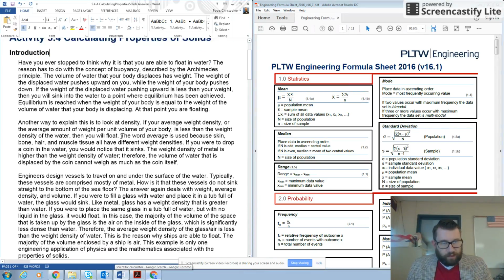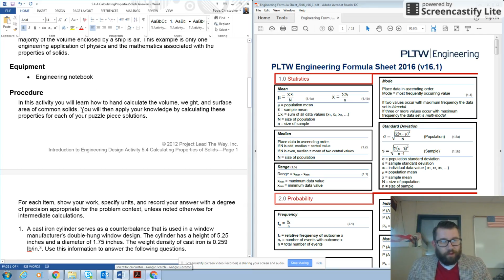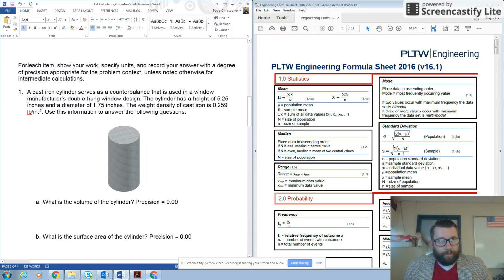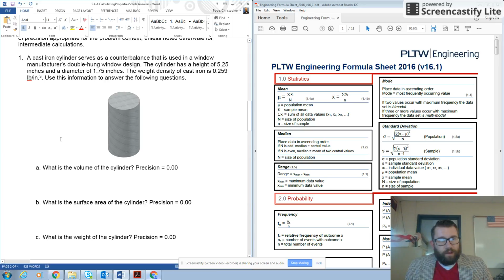Let's scroll down, and it says you will learn how to hand calculate volume, weight, and surface area of common solids. You will then apply your knowledge by calculating these properties for each of your puzzle piece solutions. We're not going to do the puzzle piece solutions with this, but we are going to do the problems. For each item, show your work, specify units, and record your answer with a degree of precision appropriate for the problem context. In these questions, each answer is going to build off of the previous answer, so it's important to get it right the first time.